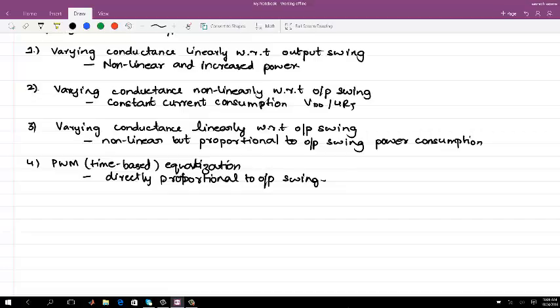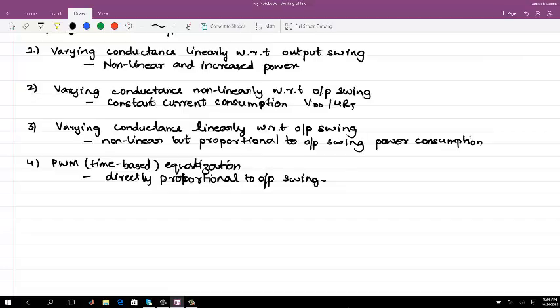Do you have any questions in any of these techniques? Okay. The implementation of this can be done on a full swing output driver and also a limited swing output driver. The implementation is just like changing the switches there.